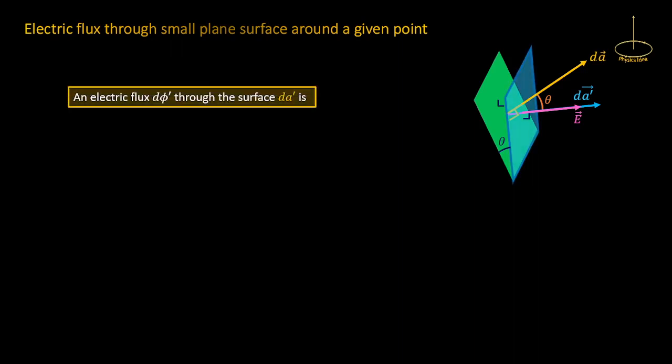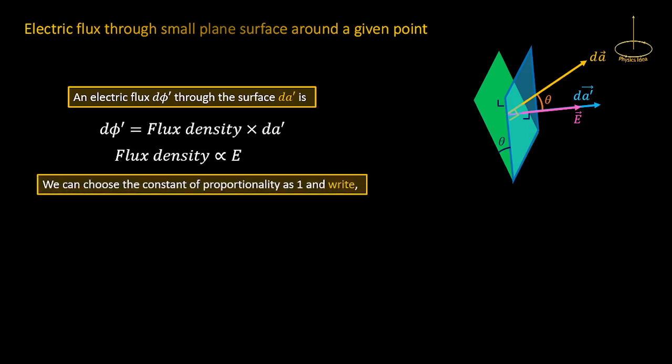We calculate flux through the new surface as follows. An electric flux d phi dash through the surface dA dash is... now flux density is proportional to electric field. We can choose the constant of proportionality as 1 and write flux density equal to E. And then we have d phi dash, the flux, equal to E times dA dash, where we have replaced flux density by electric field to obtain d phi dash equal to E dA dash.